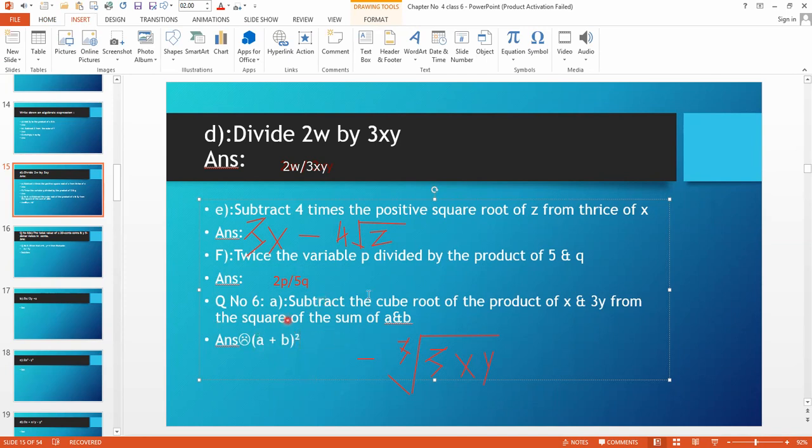This is how we solve question number 6, part A: subtract the cube root of 3 multiplied by x and y from the square of the sum of a and b. Sum of a and b, and I take its square. This is question number 6, part A. Now we move towards the next part of question number 6. But before moving, I have to erase all that.